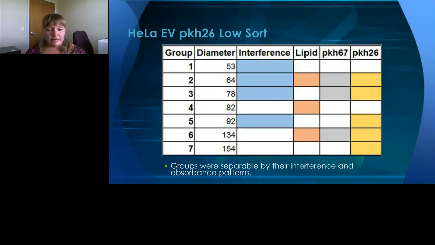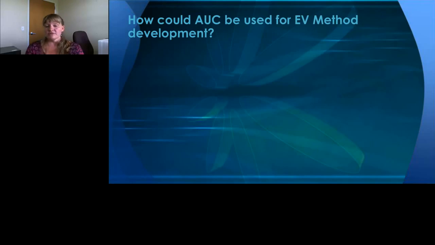The groups are separated by the diameter. You can see on this particular table the different diameters and whether or not they were located in the interference, lipid, PKH 67 or 26 location. Concentration could aid in method development. How could you use the AUC to help develop your EV method?